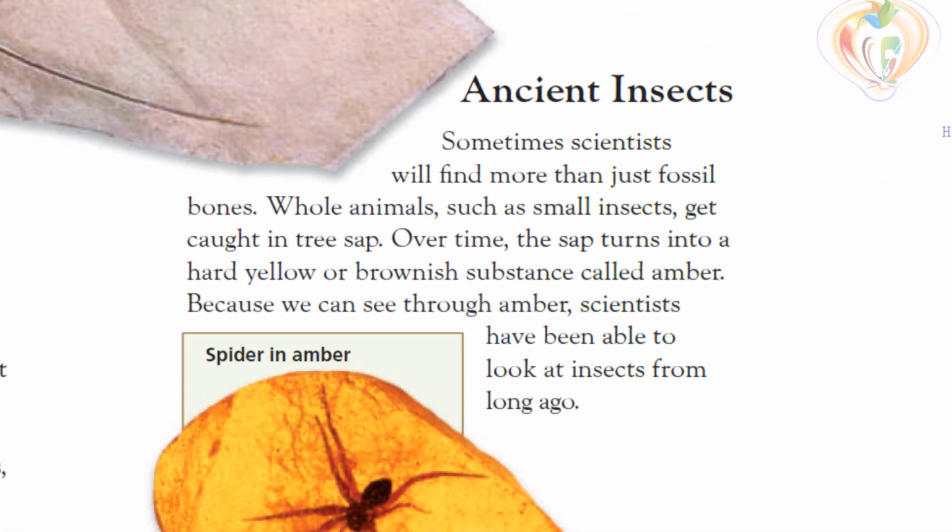Ancient insects. Sometimes scientists will find more than just fossil bones. Whole animals, such as small insects, get caught in tree sap. Over time, the sap turns into a hard yellow or brownish substance called amber. Because we can see through amber, scientists have been able to look at insects from long ago.